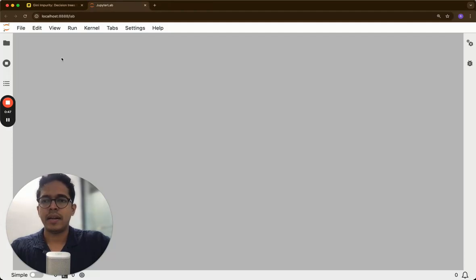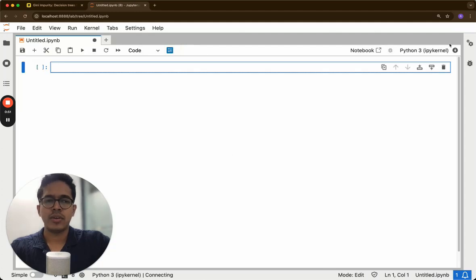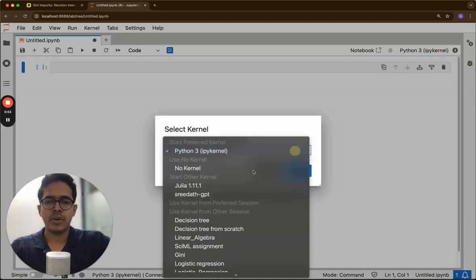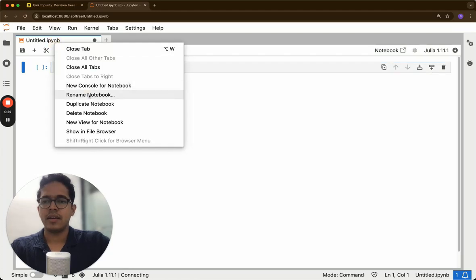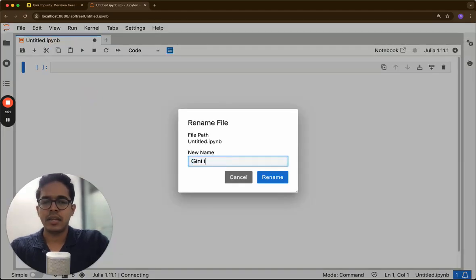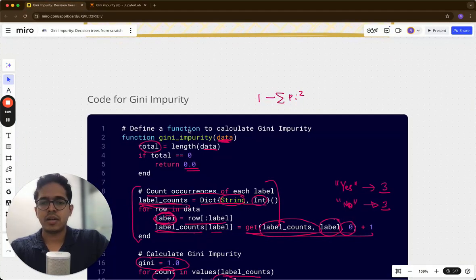Now in Jupyter Lab, obviously we need a new notebook. This notebook by default will be Python. I'm going to change this to Julia 1.1. And maybe I can rename this, right click, rename, Gini impurity. Fairly straightforward. Now we can just start fetching the code and put it in.